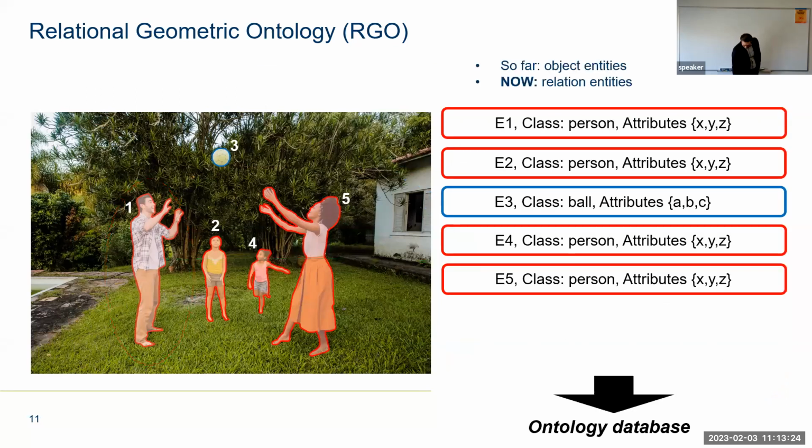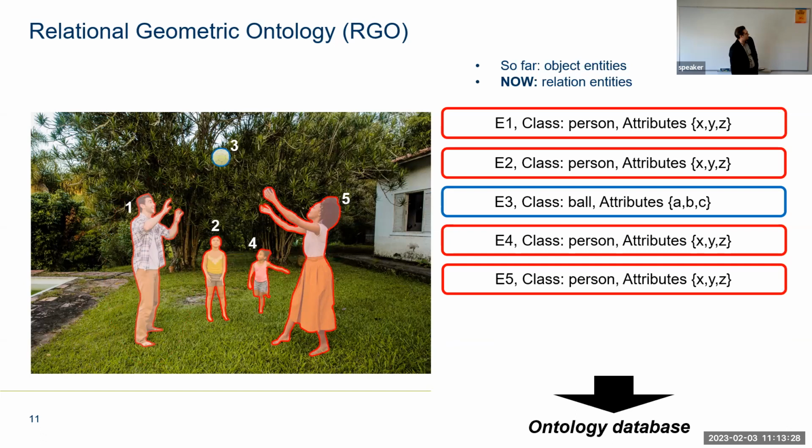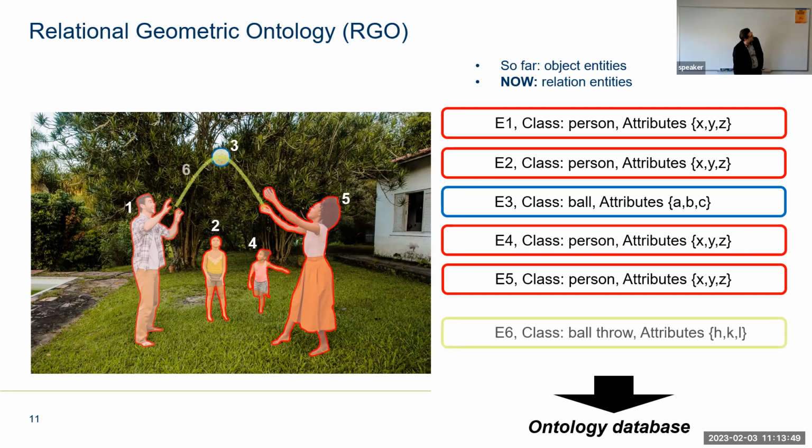So now we have talked about what I call object entities, but now there's a crucial idea that I developed. The reality that surrounds us is not only made up of object entities, but there are also relations between these entities. And now we talk about a completely different type of entity, which is what I call a relation entity. For example, I can see that there are people throwing a ball in this image.